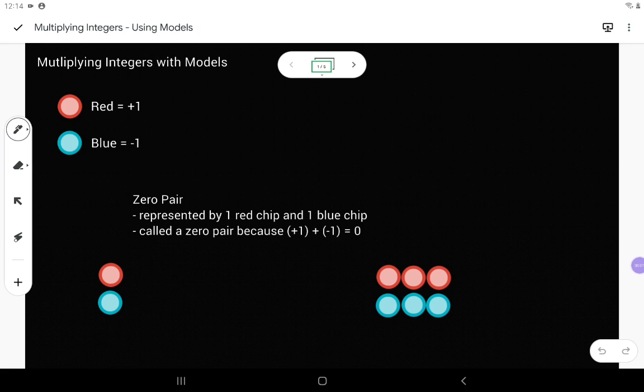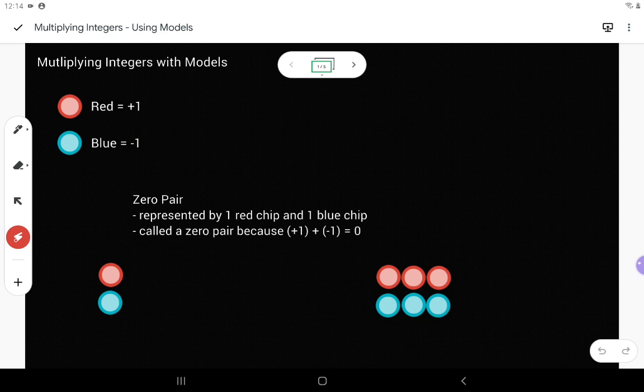In this video I'm going to look at multiplying integers using models, and I'm going to use the same models that the MathLinks grade 8 textbook is showing. In that textbook they have these little red integer chips and these little blue integer chips, and just for our notation today, red is +1 and blue represents -1.